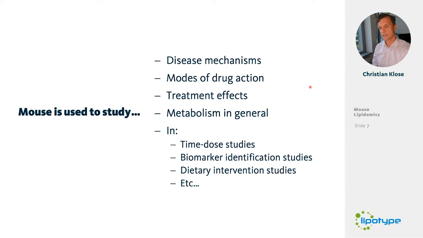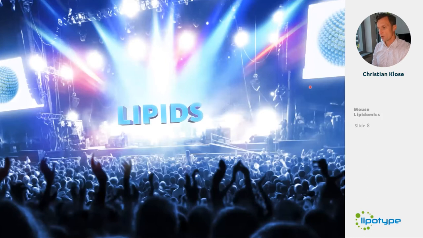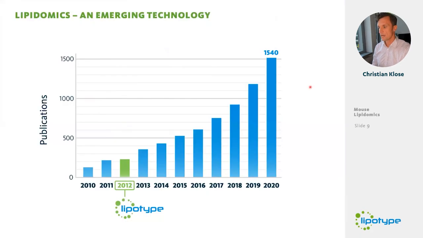And these sort of studies that are conducted are, for example, time dose studies, biomarker identification studies, but also dietary intervention studies and many, many more. And as you already know, lipids play a very important role in many of these diseases and these studies. This is also exemplified by the numbers of publications that we see for lipidomics. They have been on the rise for 10 years now. We see a 15-fold increase starting from 2010. So this shows that lipids are really gaining more and more attention in a wide range of many different research areas.